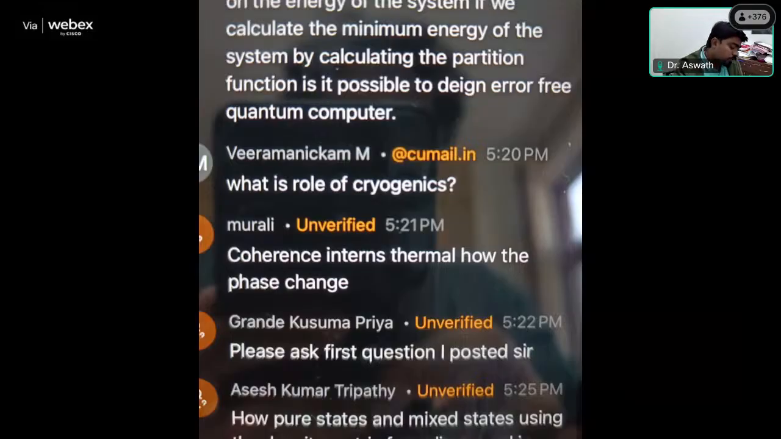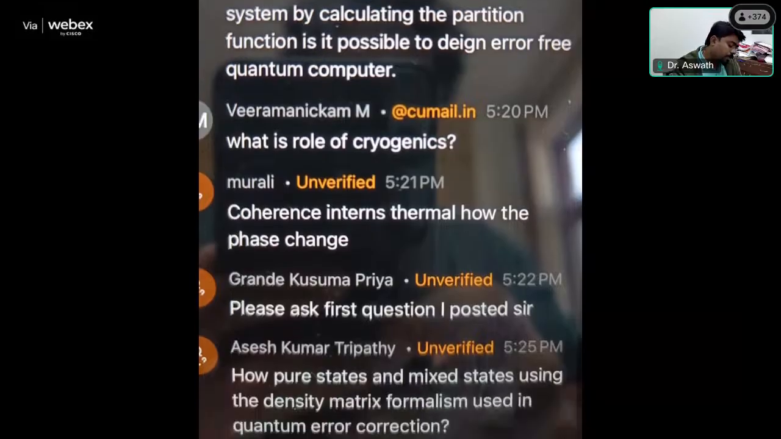Okay. And the next question, coherence in terms of thermal, how the phase change. The phase change, I mean, everything becoming decoherence, coherence to decoherence, that is a phase change. Here in this case, we are not talking in terms of phase changes. The phase change is a macroscopic entity. Let's say liquid becoming vapor or liquid becoming a solid by cooling. So here in this case, I think the phase change from coherence to decoherence we can think of, but not more than that.